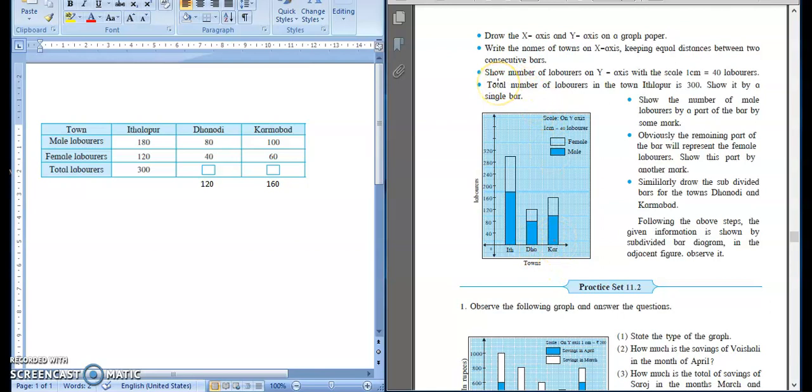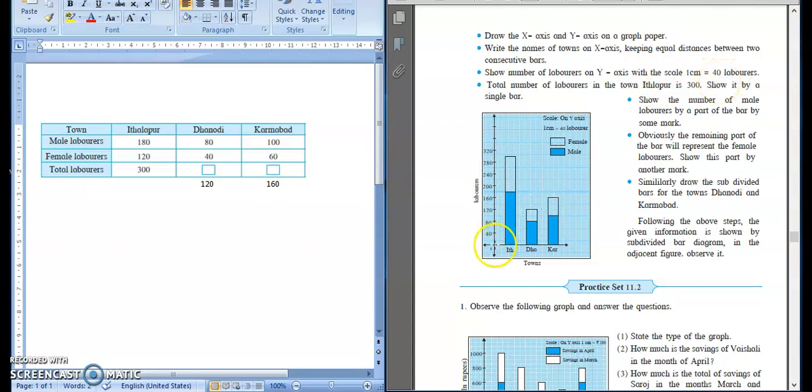Now the next step is to show the number of laborers on the y-axis. We have the number of laborers given as 300, 120, 160. This is the total number of laborers, so we have to write that on this y-axis. Okay. So the values given are 300 laborers, 120 laborers and 160 laborers. So accordingly we have to set the unit, with the scale 1 centimeter equals 40 laborers.